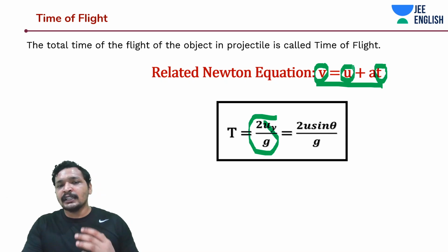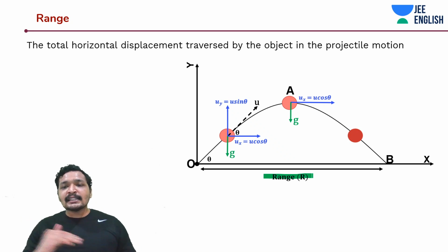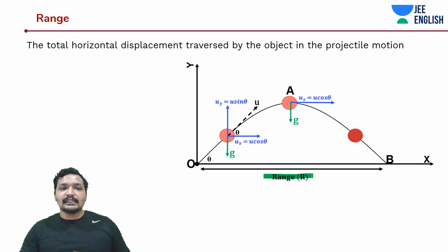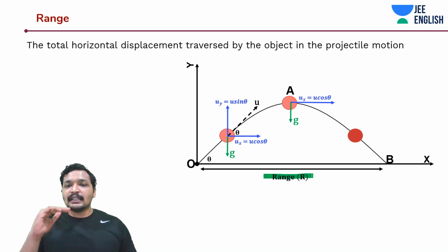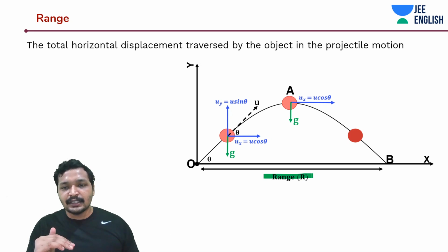And the next thing we are going to learn about is the range. So what's the range, guys? Range is nothing but the horizontal distance traversed by this object in projectile motion. It is only this distance along the x-axis. The total horizontal distance covered by the object in projectile motion is called the range.